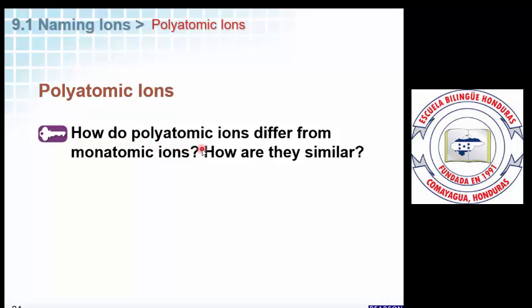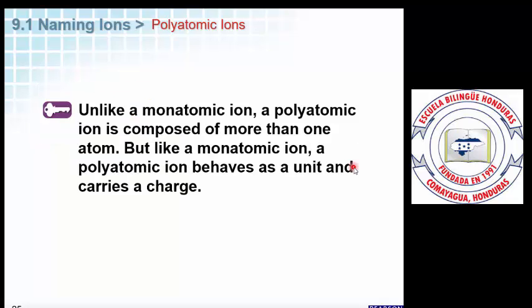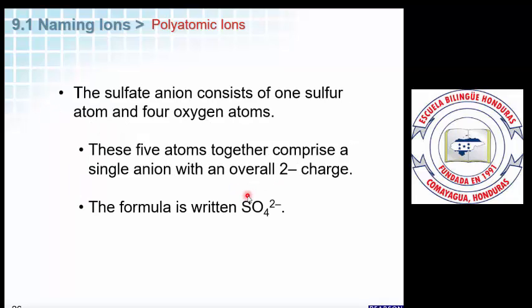How do polyatomic ions differ from monatomic ions? How are they different? You will see this in your book. Unlike a monatomic ion, a polyatomic ion is composed of more than one atom. But like a monatomic ion, a polyatomic ion behaves as a unit and carries a charge.